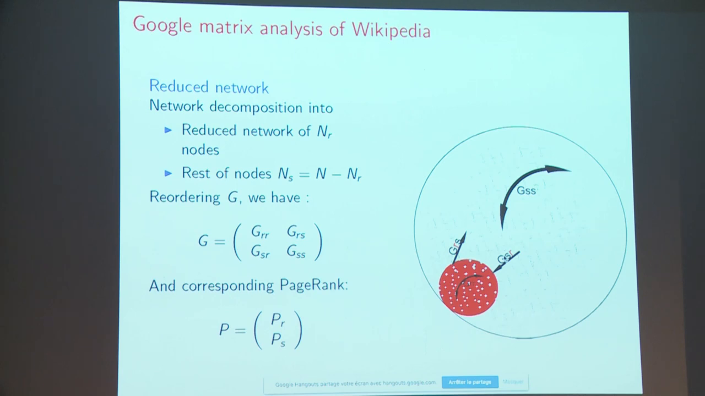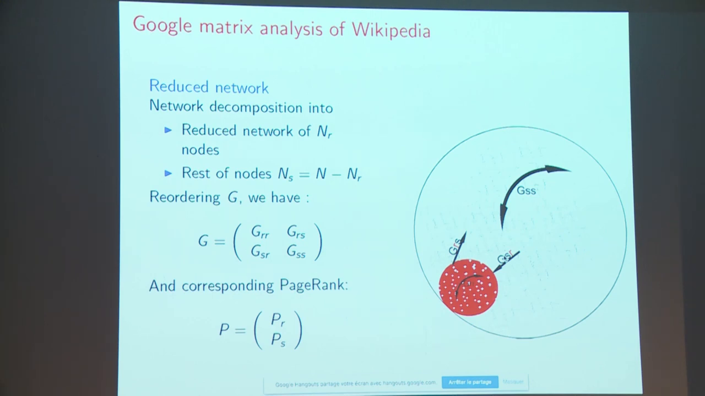And therefore we have to reorder the regular Google matrix G, where we will put on the top left corner all the elements of the inner matrix GRR. On the lower right-hand side, we will put the NS times NS elements that represent the scattering matrix. This scattering matrix represents all the other nodes of the network, which are not the NR nodes of interest.